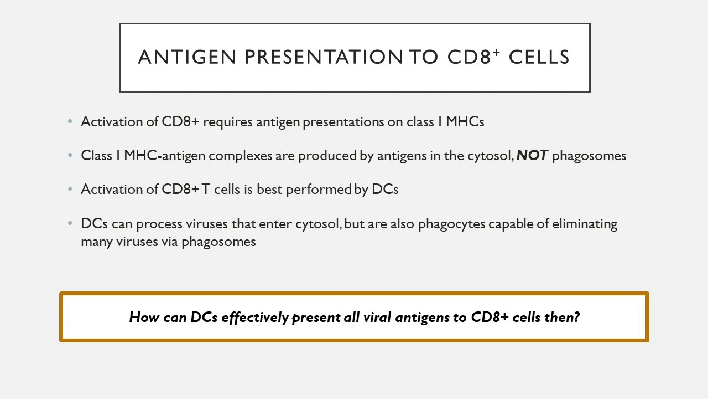Furthermore, class 1 MHC antigen complexes are produced from antigens made in the cytosol, not through phagosomes. And we also learned that activation of CD8 plus cells, or really any other T lymphocyte, is best performed by dendritic cells.